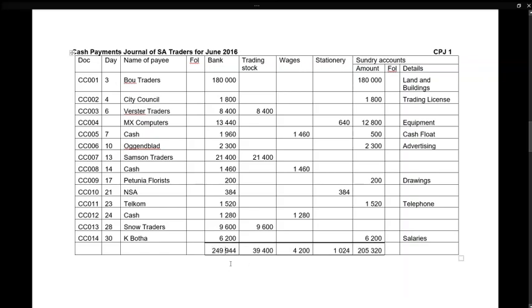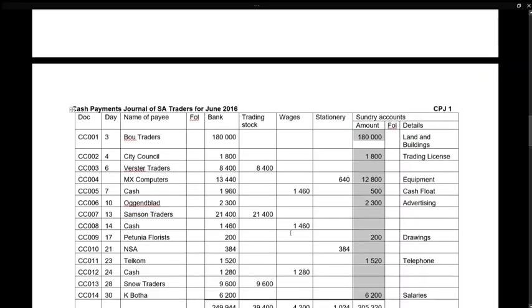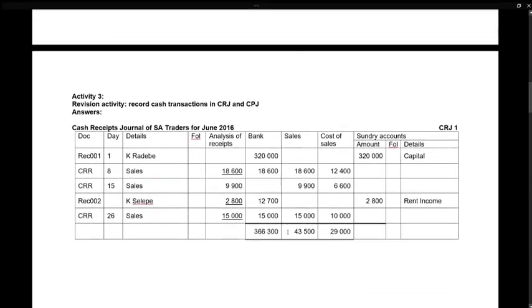Bank account, you are paying money. This will form part of your credit. Remember, bank is being credited because it's decreasing, it's an asset. This will be a debit, debit, debit, and all of these ones will be debits as well. Okay. Cash receipts journal, my bank will be debited because it's increasing with that amount. The reason being, sales, you receive money for sales, and I forgot to total my sundry accounts above.